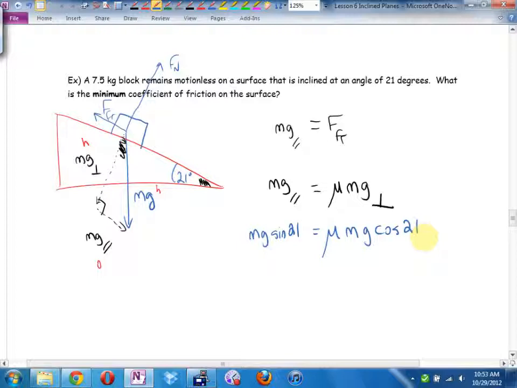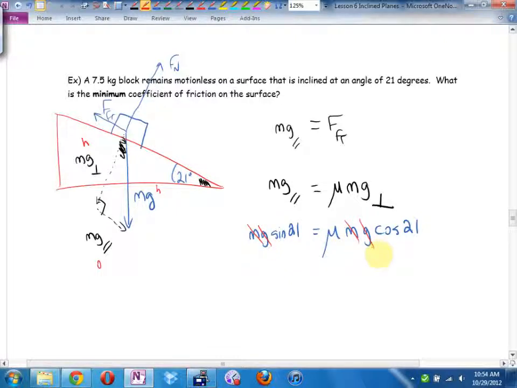Wait a minute. Okay, I'm okay with, I guess, the masses canceled, but I'm seeing something else canceled too. What? What the heck does that mean?